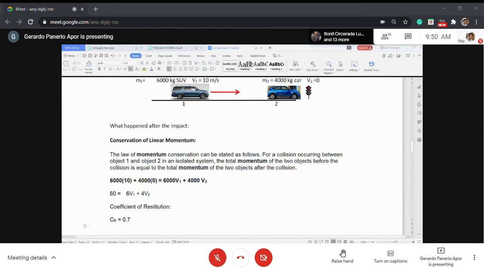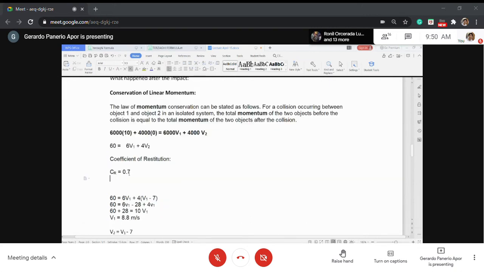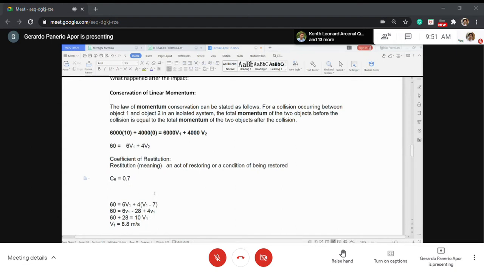Restitution means an act of restoring a condition of being restored. So CR is equal to 0.7.